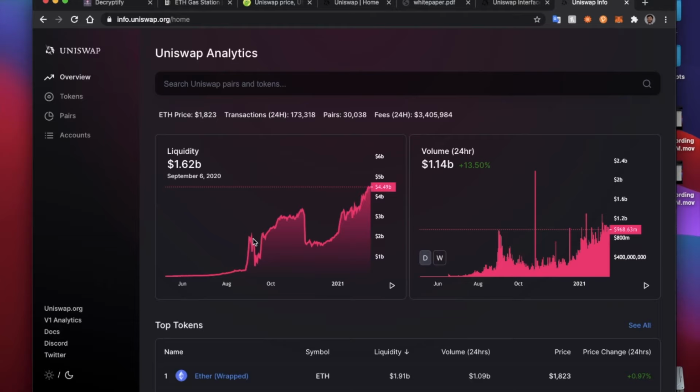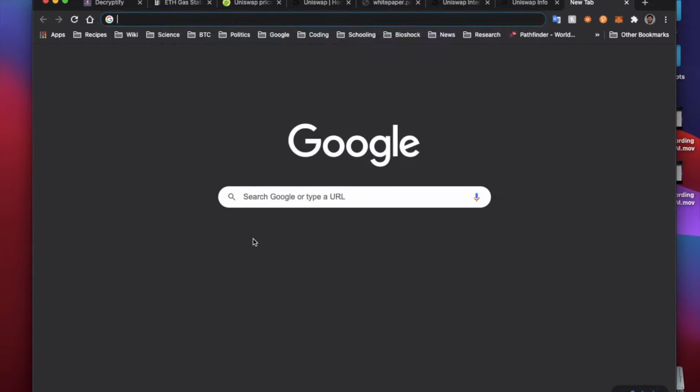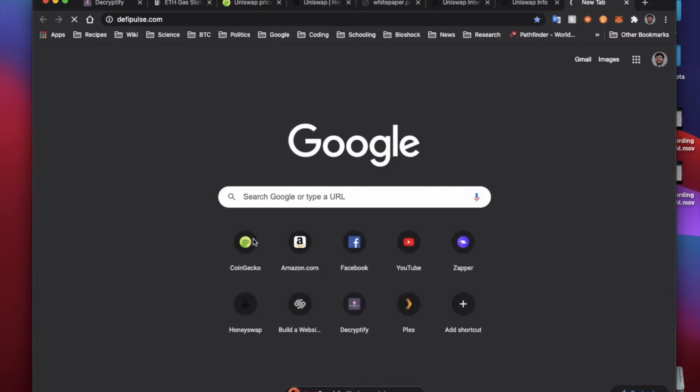So this brings to light a lot of new opportunities with trading, and Uniswap has been one of the forerunners of total value locked on DeFi Pulse. Stay tuned in the next video for more on DeFi Pulse.